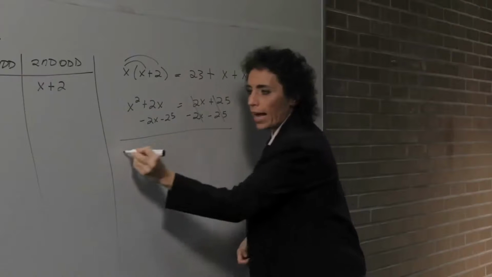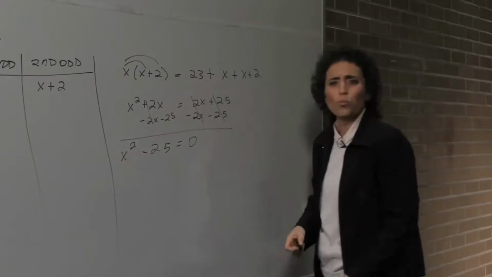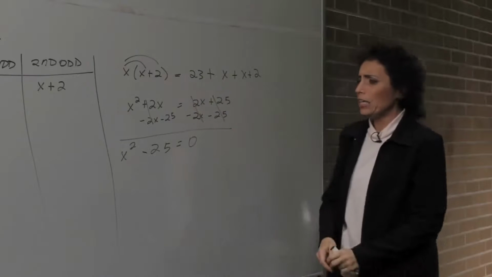And we get x squared minus 25. Oh, this is so beautiful. I can't take it. So beautiful.